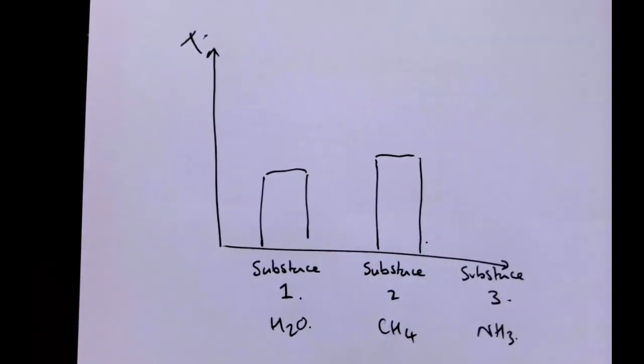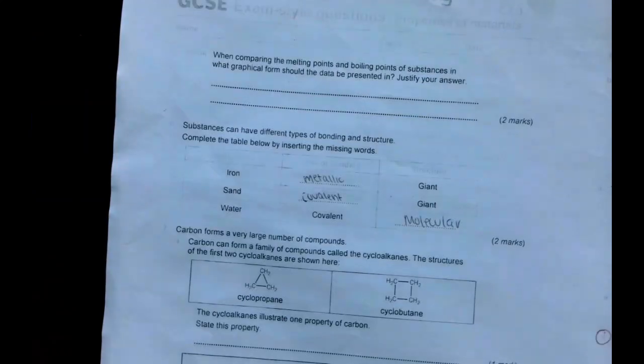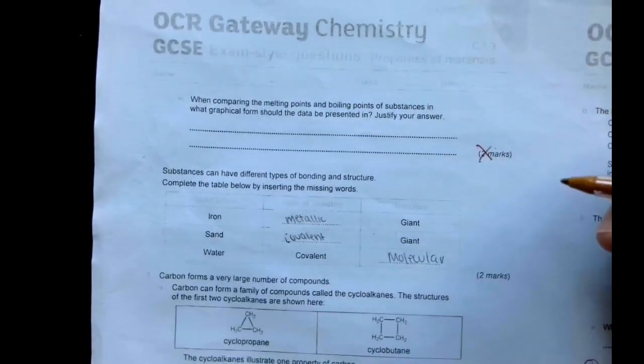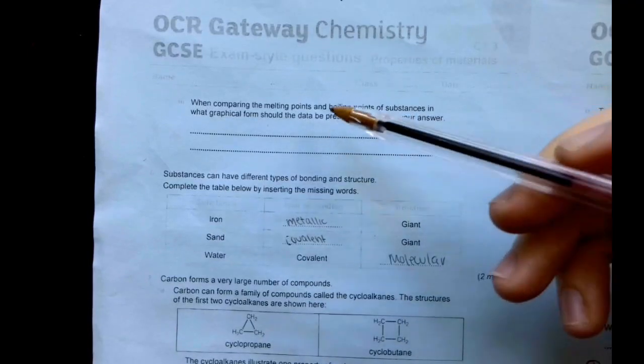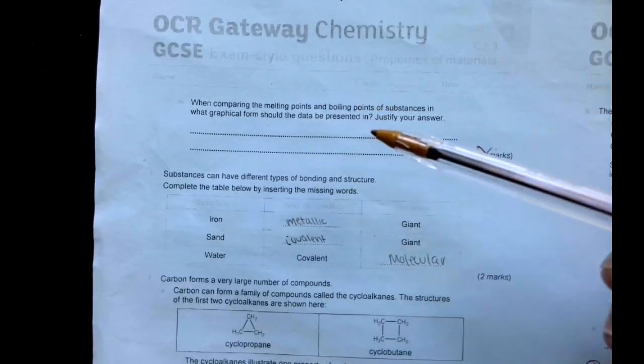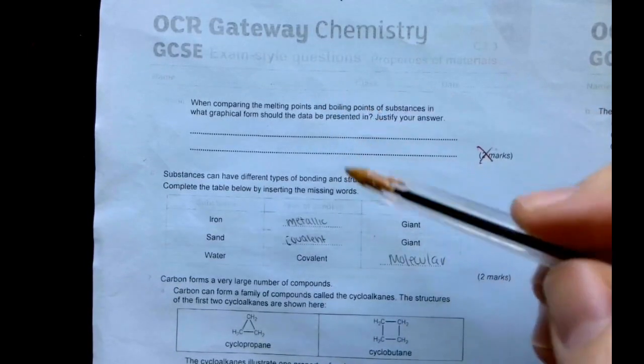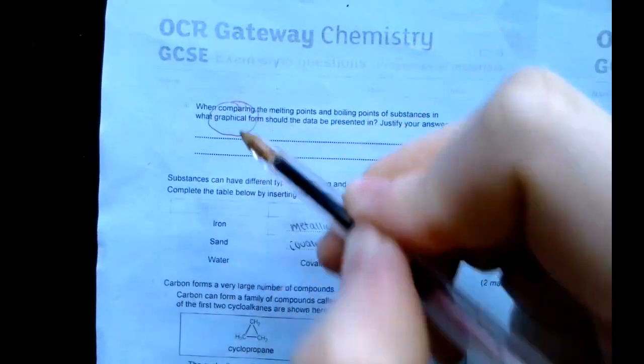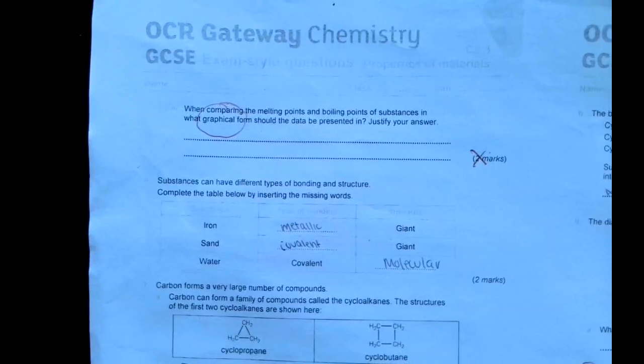Okay. When I did get a chance to mark some of these before we finished school, a lot of people in here wrote table, that the data should be presented in a table, which I don't really understand why people have chosen that, because it states quite clearly in the question that it should be in graphical form.